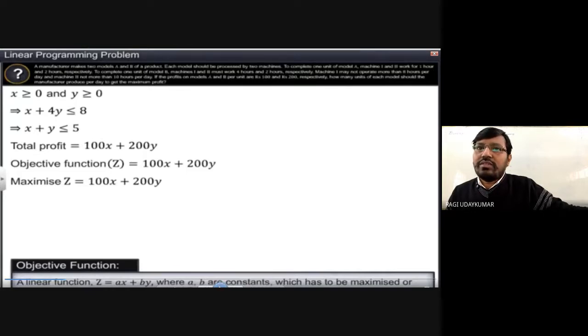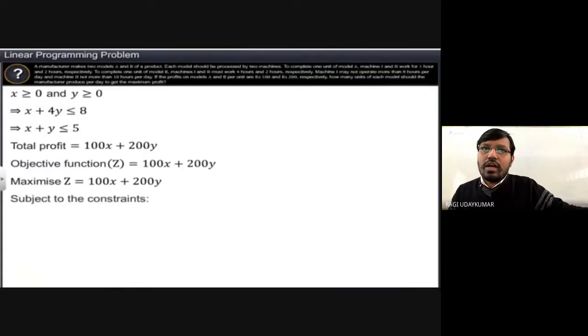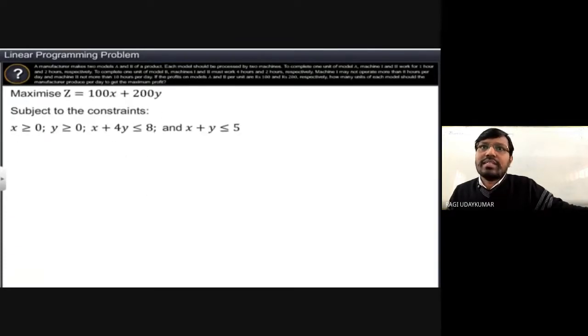A linear function z equals ax plus by, where a, b are constants, which has to be maximized or minimized subject to the linear inequality constraints, is called a linear objective function. So this is the definition of the objective function. Either we have to maximize it or minimize it. And constraints are nothing but inequations. We call them inequations.